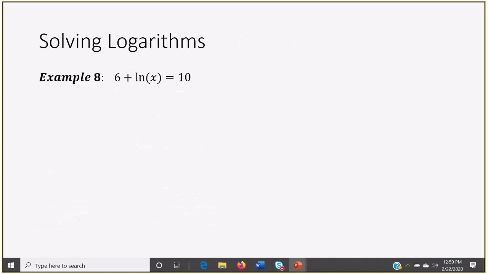Now getting back into logarithms. If I have a logarithm and I kind of have some other stuff lingering around, I want to get that logarithm by itself. So I'm subtracting 6 from both sides, get ln of x is equal to 4, and then this is just a simple translation problem from there. Ln is the natural log, so that's a log base e. If I translate that, I would move the base over, I would get x is equal to e to the 4th.